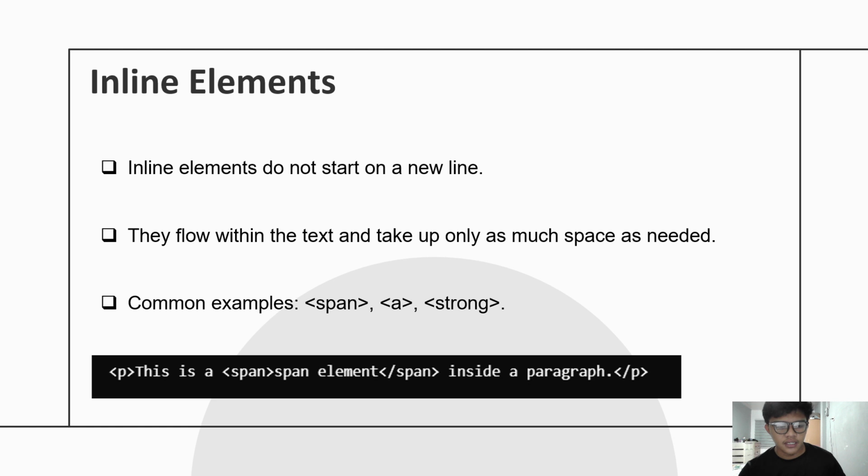So another example is paragraph. This is a span, which is one element, span element, then close, inside a paragraph, then close the paragraph. So the span tag will appear in line with the rest of the paragraph text without creating a new block or disrupting the flow of the content.